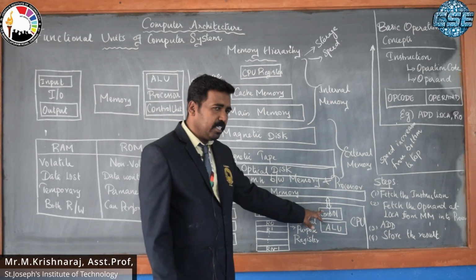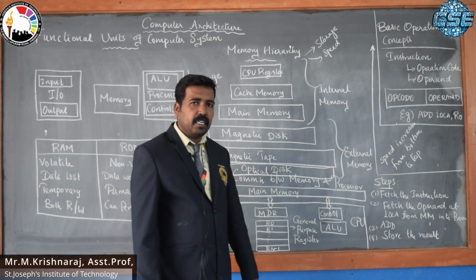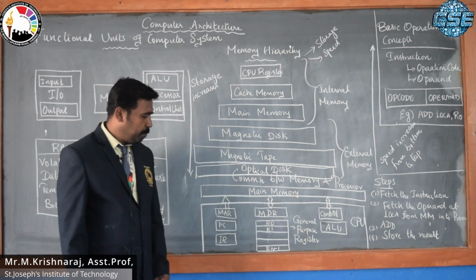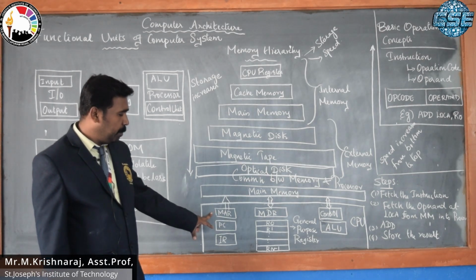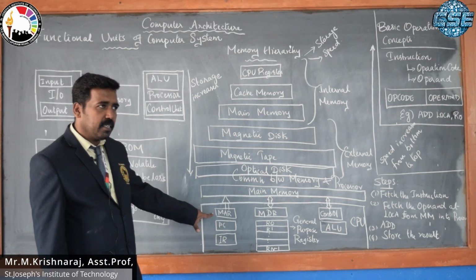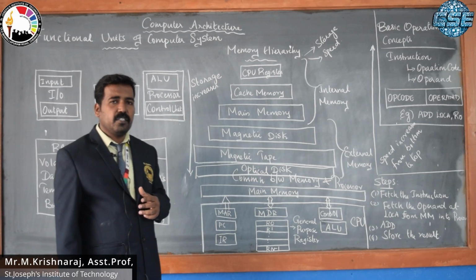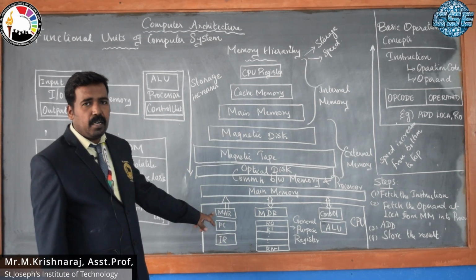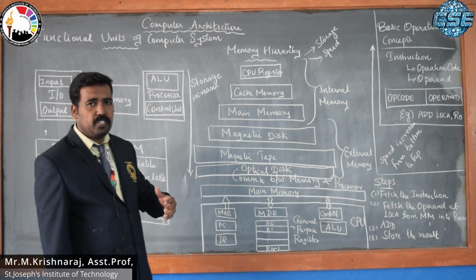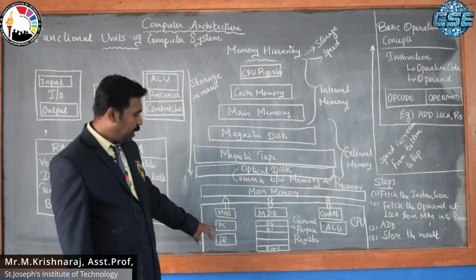So this is directly connected to the control unit, so it will carry control signals to different parts of the computer. Okay. So next to that, in the part of address registers, we have the memory address register. What is the purpose of the memory address register? It will store the address of the instruction currently executing.